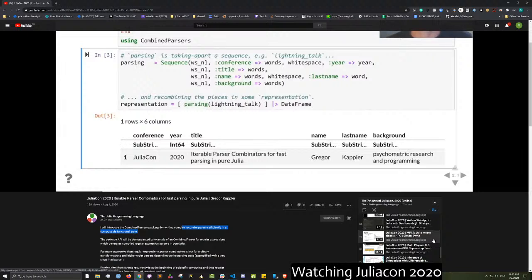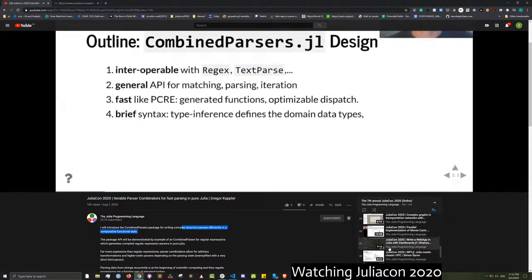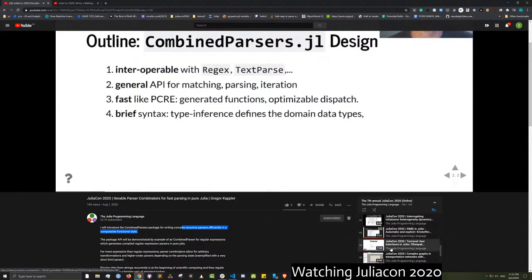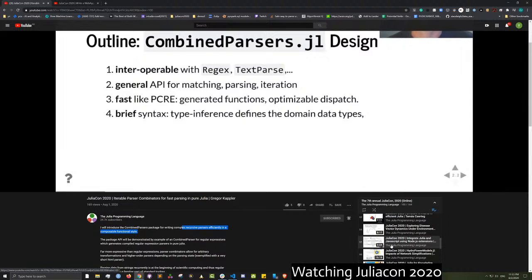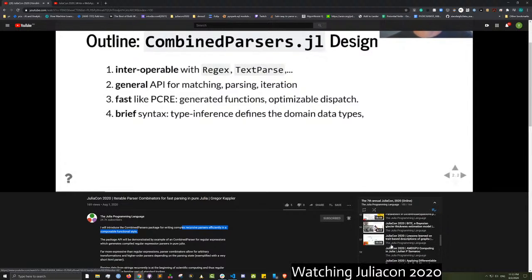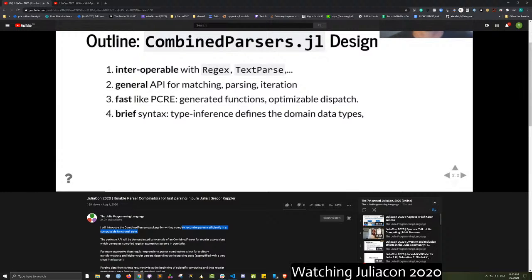Robust parsing with type checking that cuts development time. In the following 7 minutes, I will demonstrate CombinedParsers, which is interoperable with regular expressions, TextParse, and with an API to include custom parsers, and integrates into the general Julia-based API for parsing, matching, and iteration. It's fast like the PCRE C library, thanks to the amazing Julia compiler.